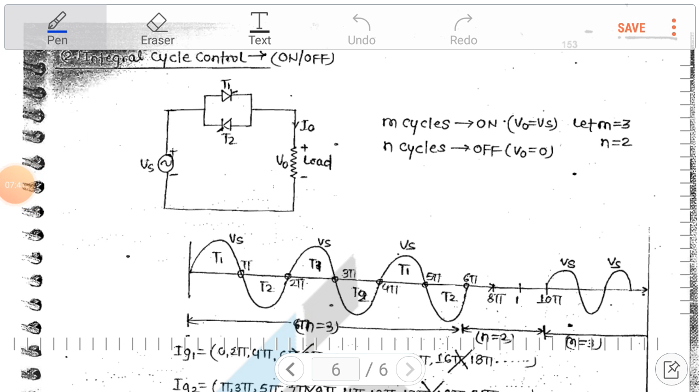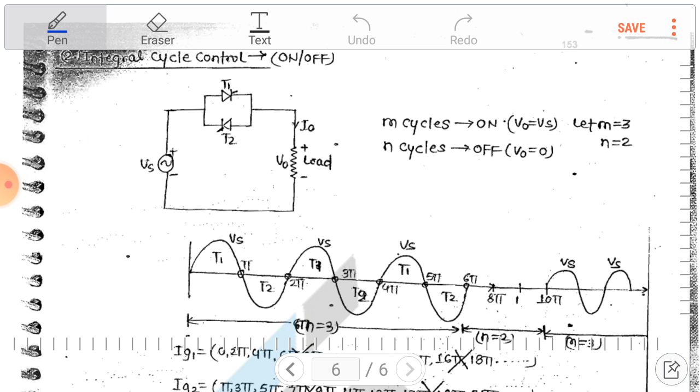After phase control technique, next one is integral cycle control or switch on or off control. This control is different from the phase control in the aspect that in the middle of the cycle we will not clip the cycle, but we will pass the whole cycle or we will clip the complete cycle. Here the working is done on complete cycle.